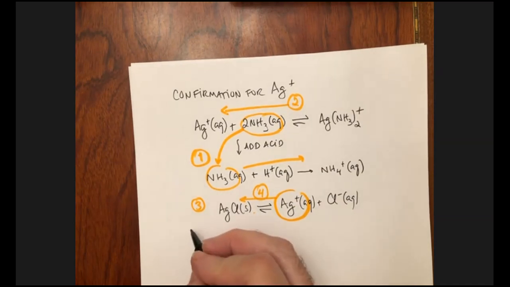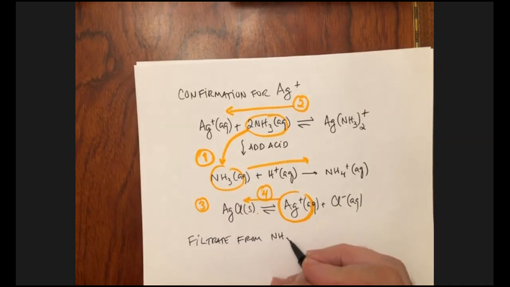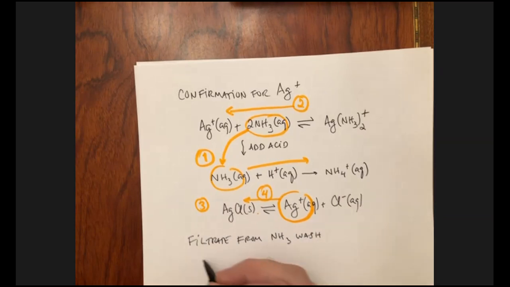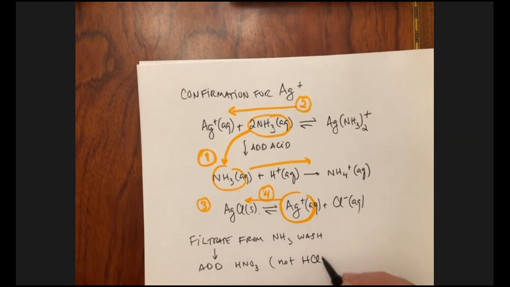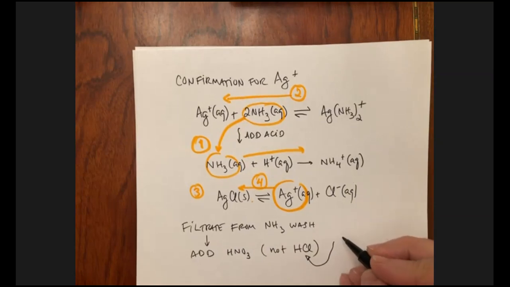So the way we confirm silver is we take the filtrate from the ammonia wash, we add acid. In this case, we're going to add nitric acid, perhaps, because if we were to add HCl, okay, so we don't want to add HCl here. We don't want HCl because if we did, then we are going to add chloride ions. And at this point, the idea is that there shouldn't be anything in this filter except silver.